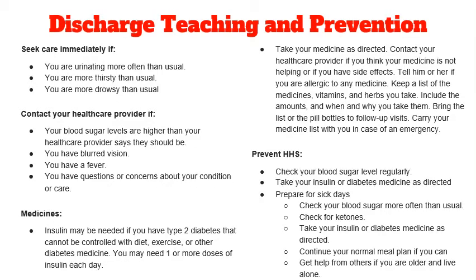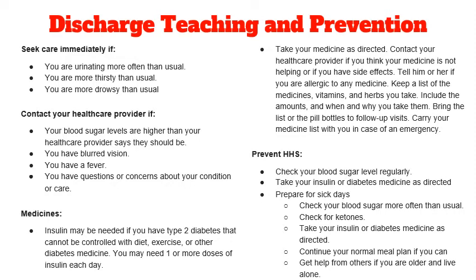Discharge teaching and prevention. On discharge, the patient should be taught to seek care immediately if they are urinating more than usual, if they are thirstier than usual, or if they are more drowsy than usual. They should be taught to contact their healthcare provider if their blood sugar levels are higher than their healthcare provider says they should be, if they had blurred vision, if they have a fever, or if they have any questions or concerns about the condition or care.